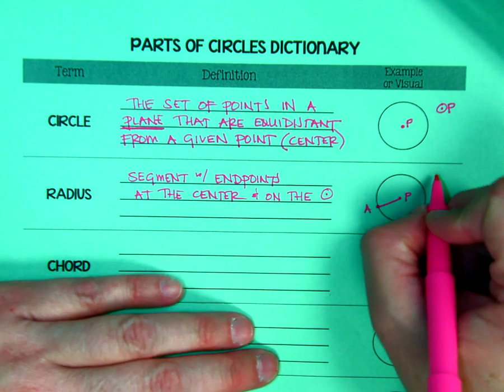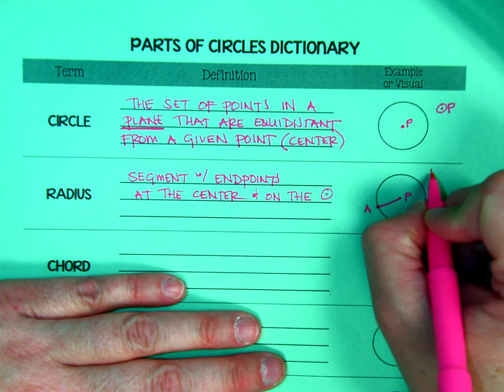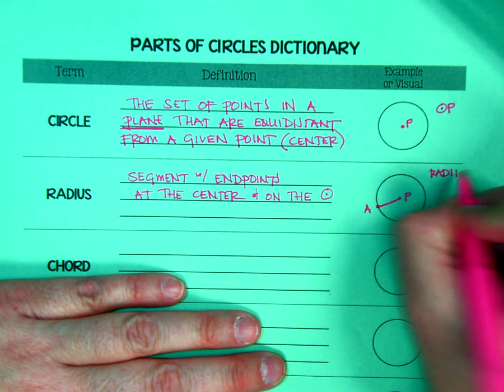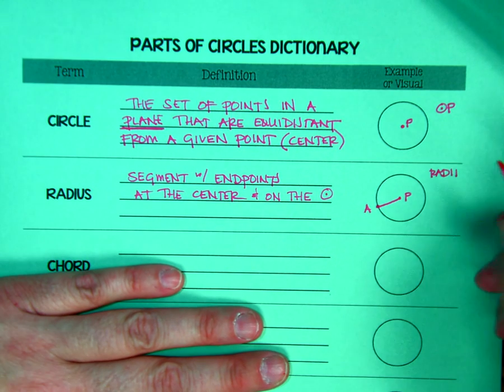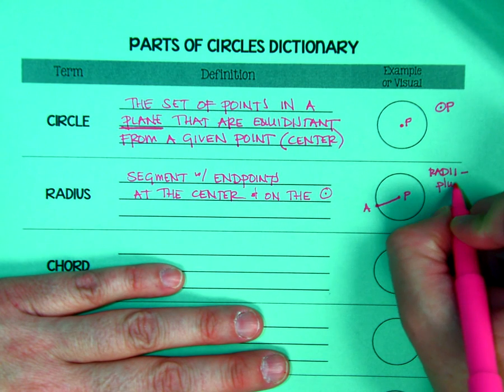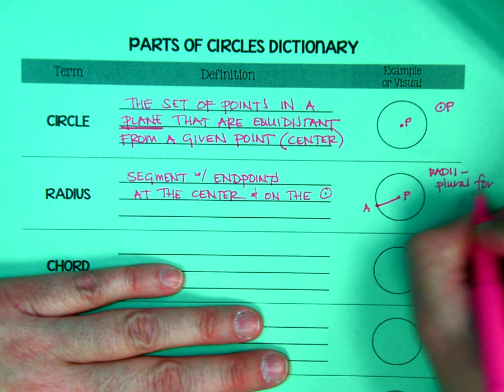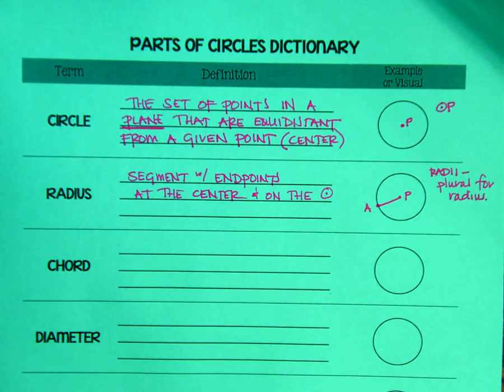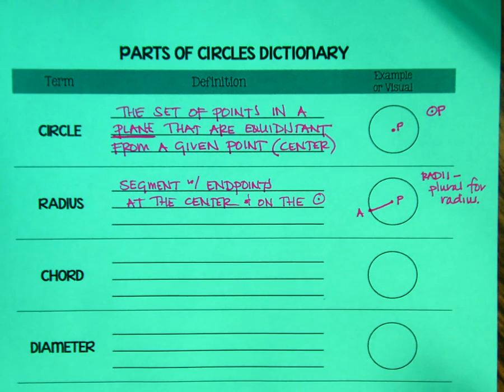Keep in mind that if you have more than one radius, you have what are called radii. Radii is the plural for radius. And there's an infinite number of radii in any circle.